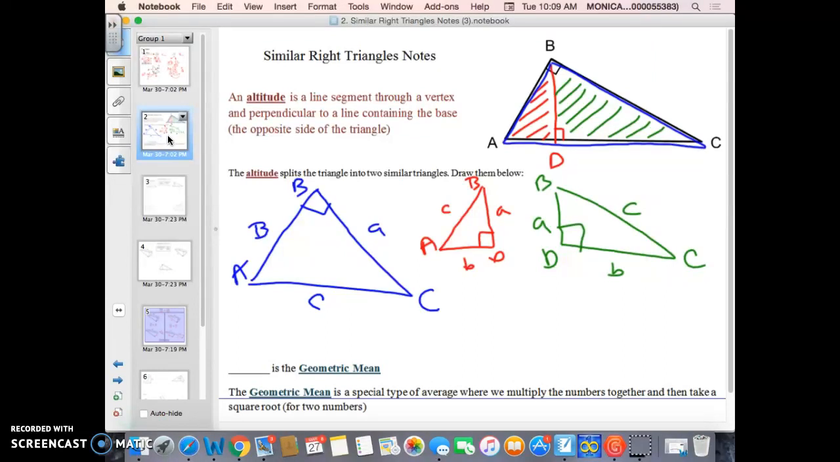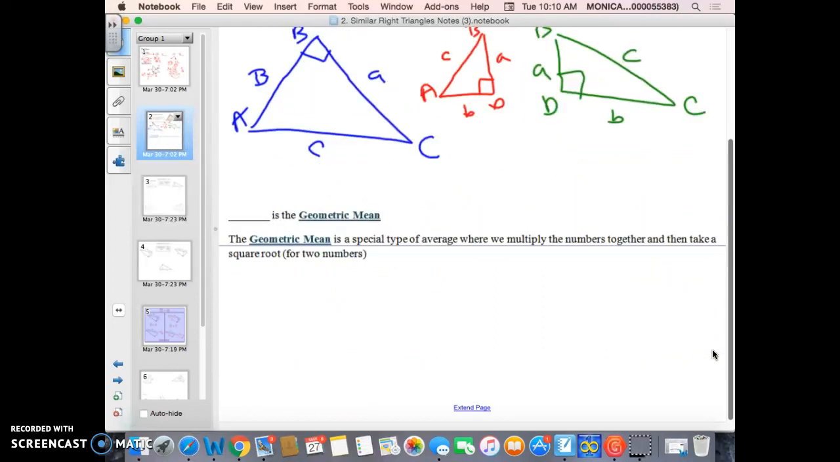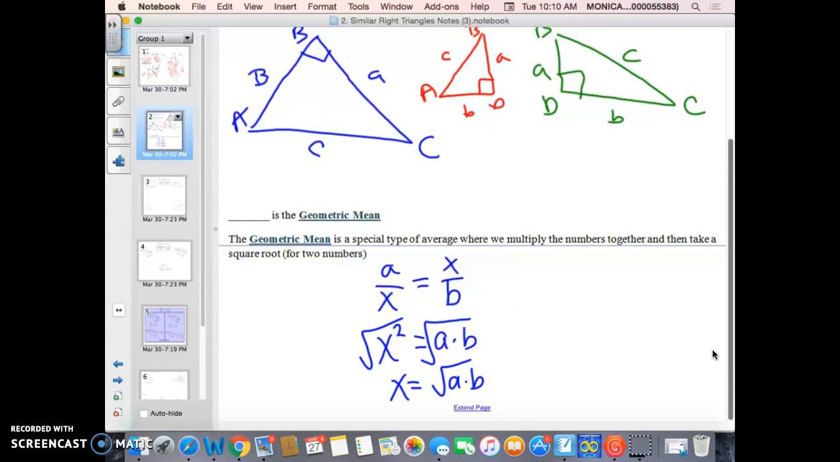Okay. So that's kind of what you get. Now we're going to talk about what a geometric mean is. It's a special way of cross multiplying, and then you find the square root. When you set up these ratios, once in a while you're going to get a number over x equaling x over a different number. If you cross multiply, you get x squared equals a times b. So the last step is you take the square root of both sides, so x equals the square root of a times b.